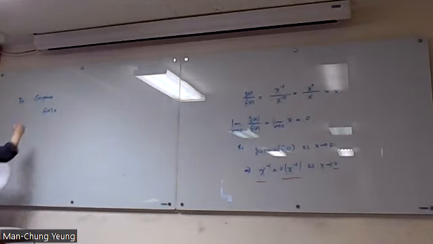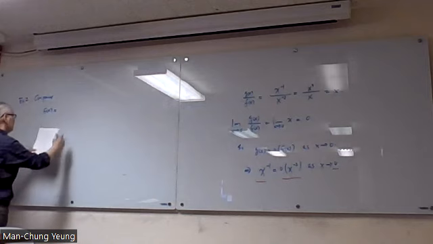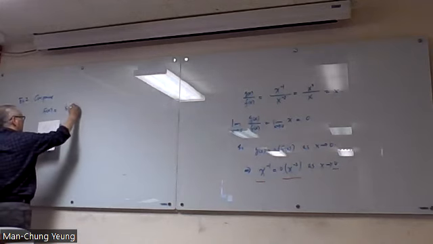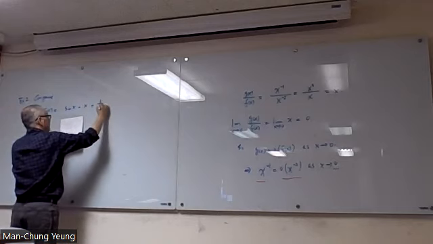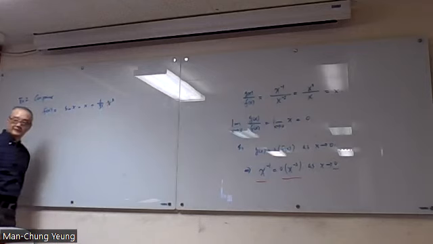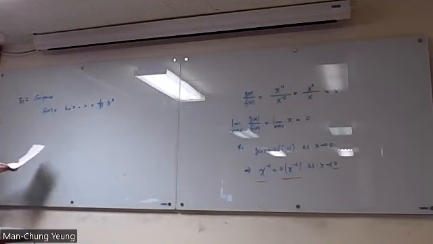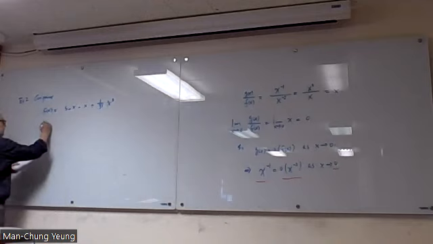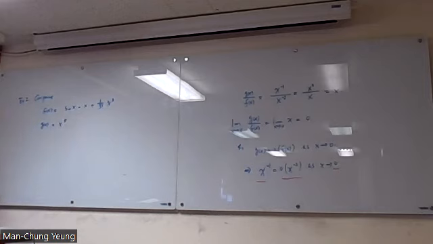Compare these two functions. Function f is sine of x minus x plus 1 over 3 factorial x to the third. What is function g? x to the fifth. Function g, right? Now, solution.